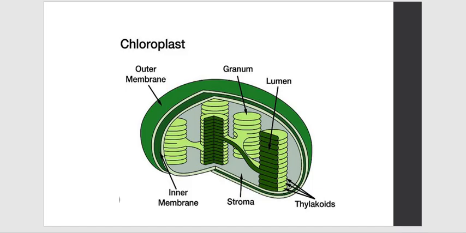This is the structure of a particular chloroplast. So we can find that there is the outer membrane, and here is the inner membrane. The space inside the inner membrane is called the lumen. As we can see here, there are the thylakoid membranes which are stacked together to form the grana or granum.